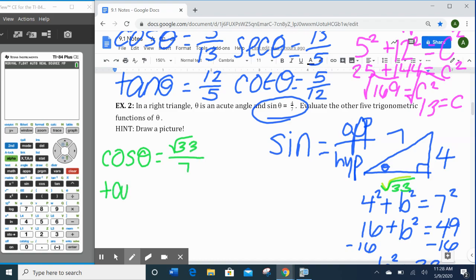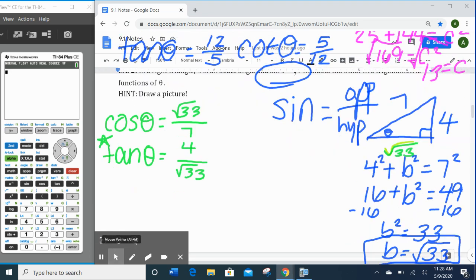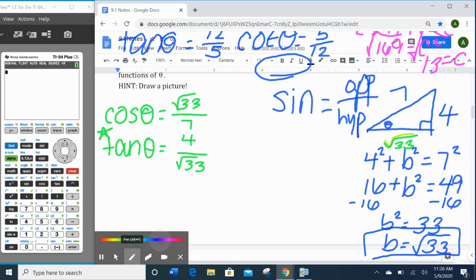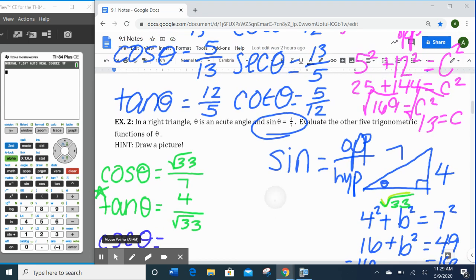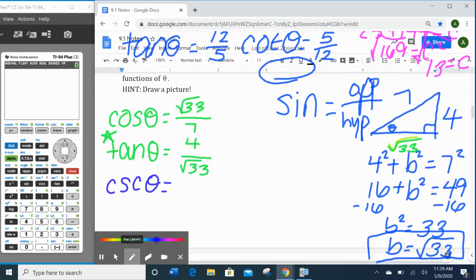The tangent of theta is opposite over adjacent. So opposite is 4 over adjacent is the square root of 33. Now, I am going to need to rationalize the denominator, but I'm going to go back and do that in just a second. So I need to come back and rationalize the denominator for tangent. Cosecant is the reciprocal of sine, or hypotenuse over opposite. So if the sine is 4/7, the cosecant is 7 over 4.